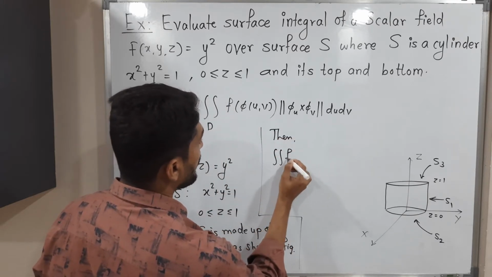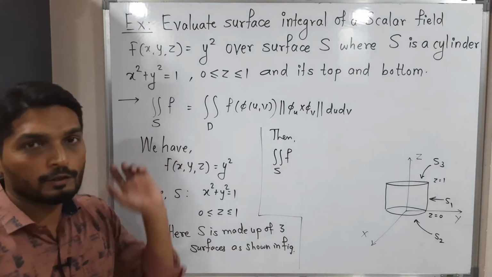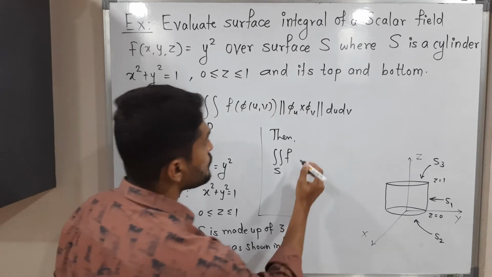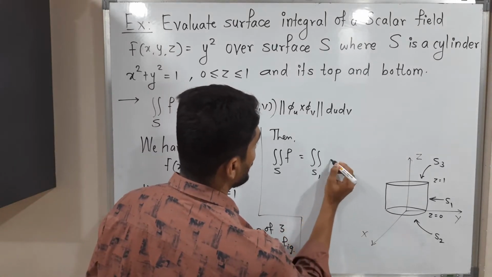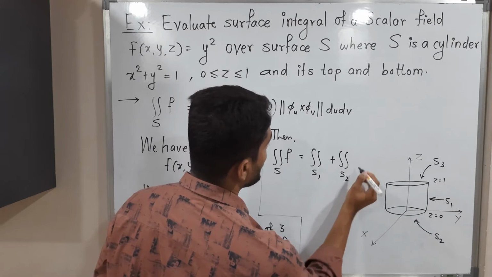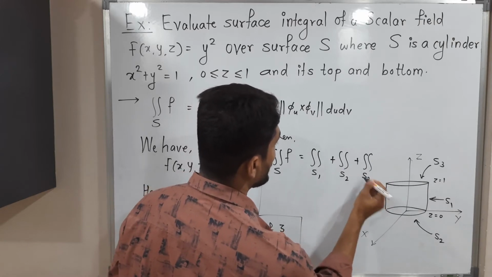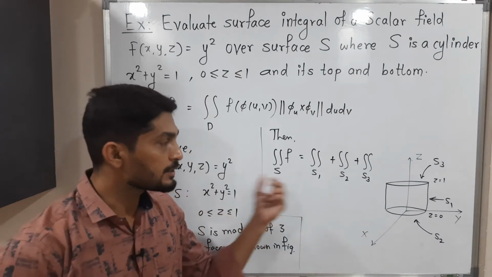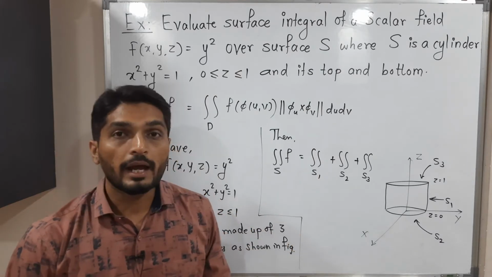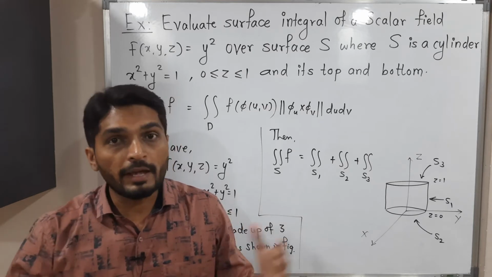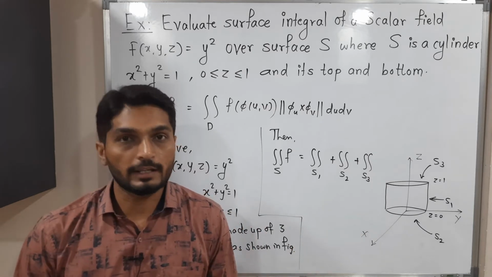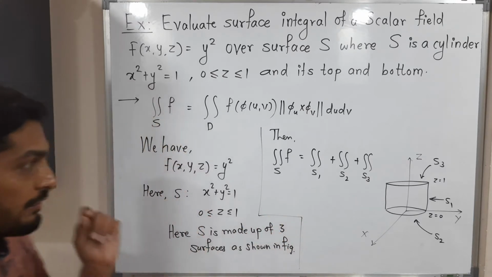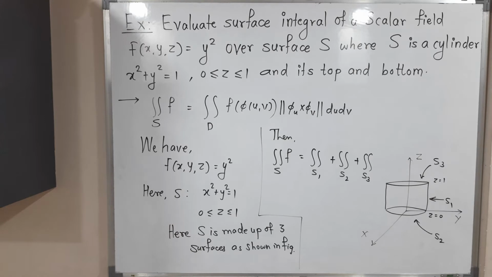Our target is to find the value of double integration of f over S, but as we have seen, S is made up of three different surfaces. So I should write double integration over S1 plus double integration over S2 plus double integration over S3. We have to solve the problem over surface S1 first, then over S2 and then over S3. At the end we have to add all of these, and then we will have the required answer. So let us start to work on surface S1.